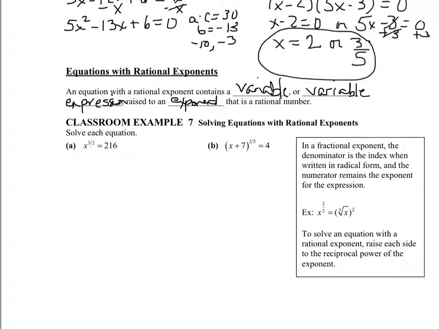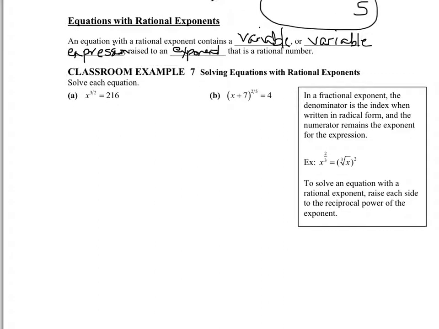So if you look in the box, it says in a fractional exponent, the denominator is the index when written in radical form. The numerator remains the exponent for the expression. So this gives you an equivalent way of writing it. x to the 2/3 equals cubed root of x raised to the second power. The reason that's helpful is because you can actually simplify these equations without a calculator if you understand how to transfer it out of fractional exponent form into radical form. So let's look at the first example. x to the 3/2 power equals 216.